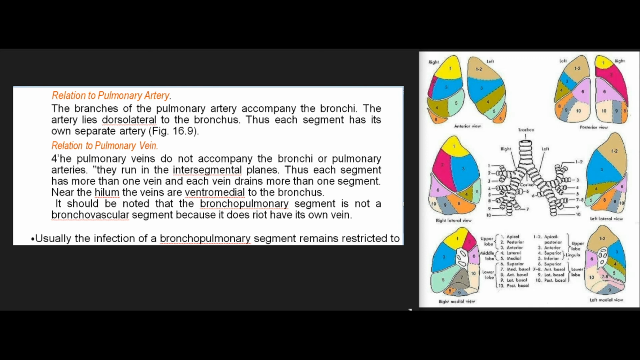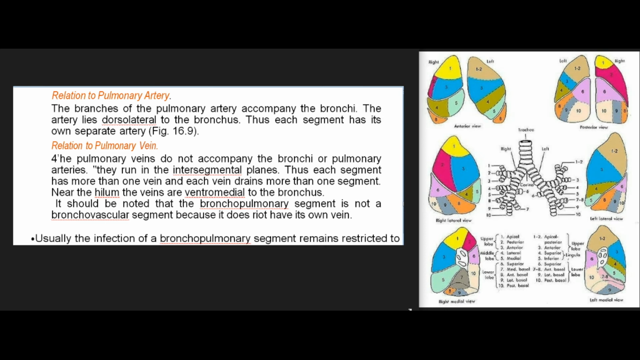Relation to pulmonary vein. Pulmonary veins do not accompany the bronchi or pulmonary arteries. They run in the intersegmental planes. Thus each segment has more than one vein and each vein drains more than one segment. Near the hilum the veins are ventromedial to the bronchus.